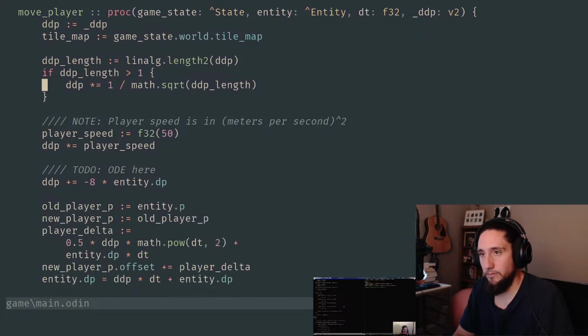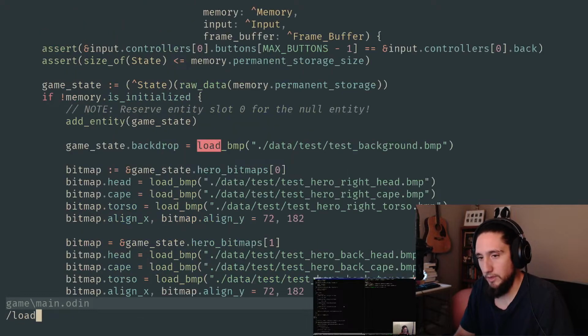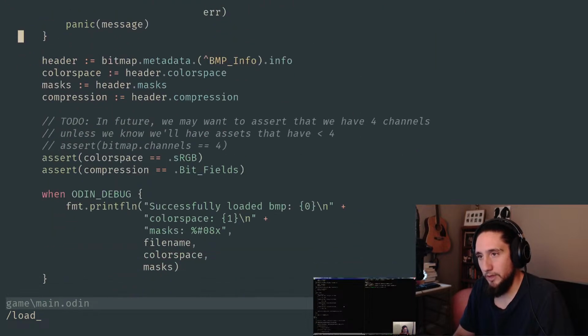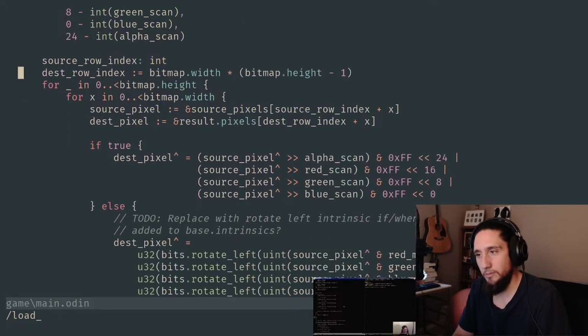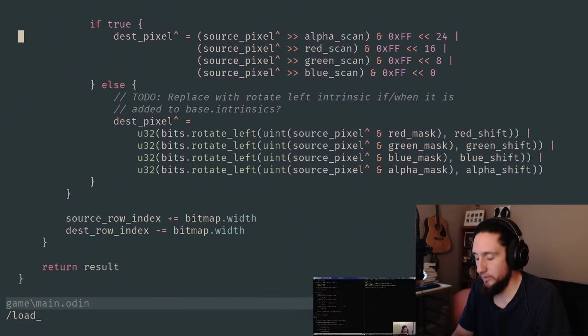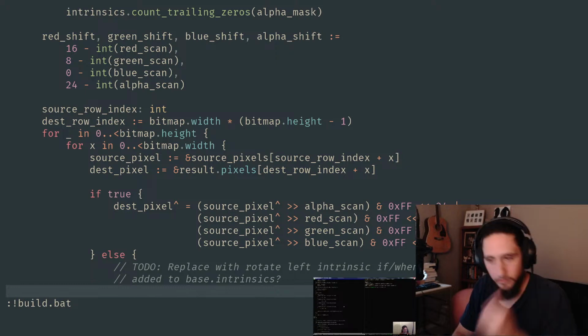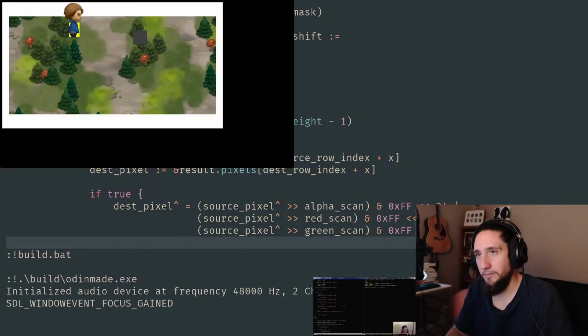Oh, before jumping into implementing this new approach with search and T, one thing that did come up in the Q&A for the previous day was the idea of using rotate left, this rotate left intrinsic, to get the source color values into the proper place while loading in the bitmaps that we're writing out, like the hero's head and his cape and that backdrop that we have.